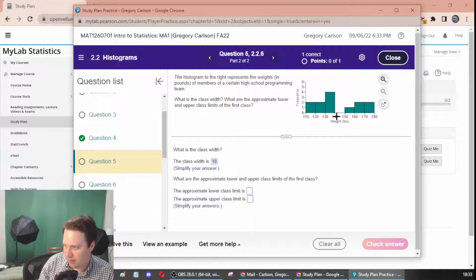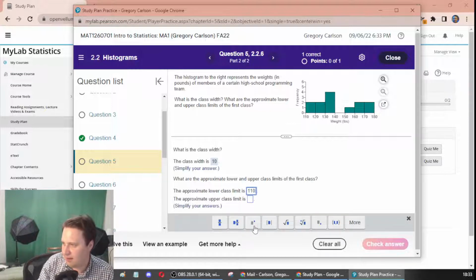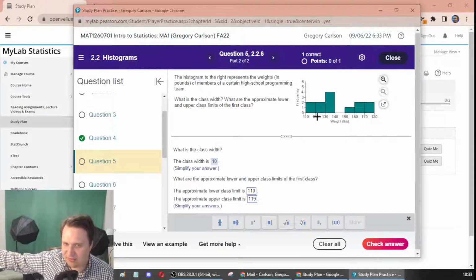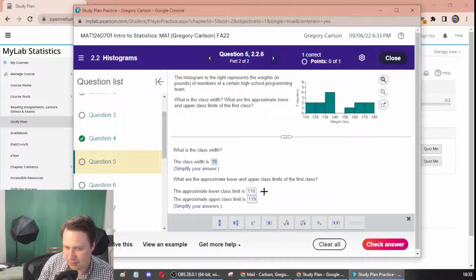What are the approximate lower and upper limits of the first class? See, here's where it's going to be wrong. I bet you they're looking for 110 and 119. All right, so you see how it starts at 110, right? And it looks like it's going to 120, but remember, 120 is technically the start of the next class. It's not the upper. So let's see if that's right.